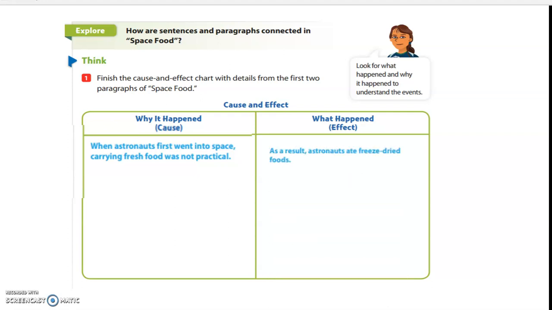That's right, boys and girls. If you said that astronauts ate freeze-dried foods, that would be correct. They could not carry fresh food, so as a result, or the effect, is that they ate freeze-dried foods. Good job. Let's keep going.